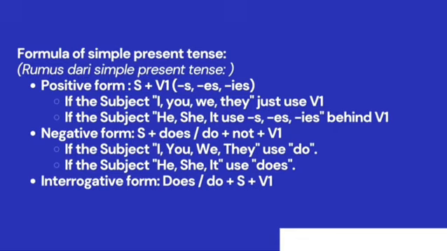In negative form, subject plus does or do plus not plus verb 1. If the subject is I, you, we, they, use do. If the subject is he, she, it, use does. In interrogative form, does or do plus subject plus verb 1.